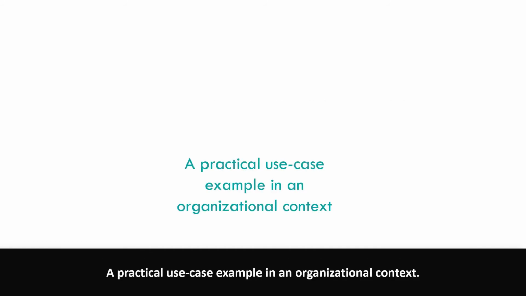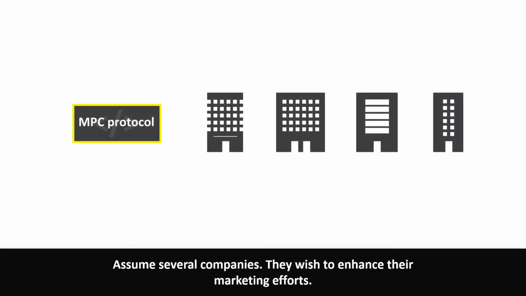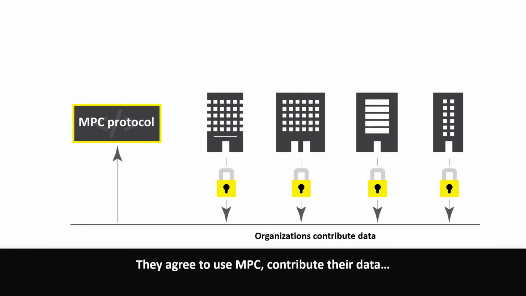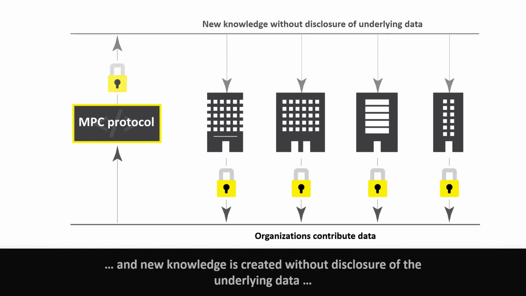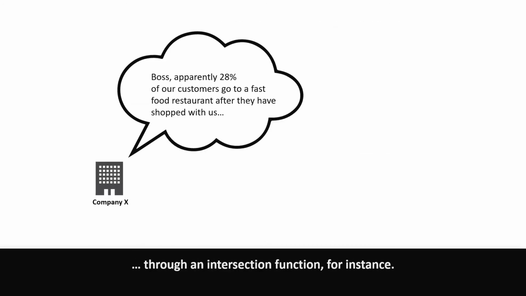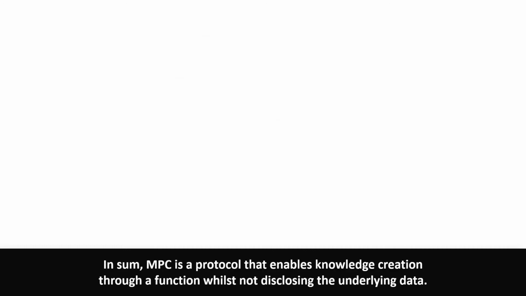A practical use case example in an organizational context. Assume several companies. They wish to enhance their marketing efforts. They agree to use MPC, contribute their data, and new knowledge is created without disclosure of the underlying data. Through an intersection function, for instance. In sum, MPC is a protocol that enables knowledge creation through a function, while not disclosing the underlying data. A description of actual schemes and protocols is beyond the purpose of this video. For the viewer who is interested, Shamir's secret sharing provides a good starting point.